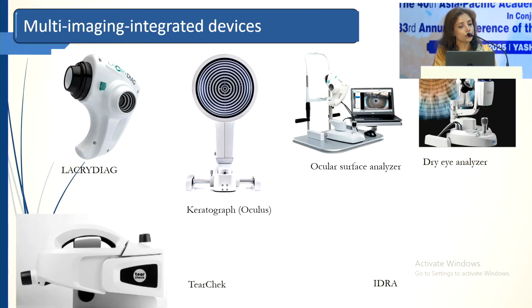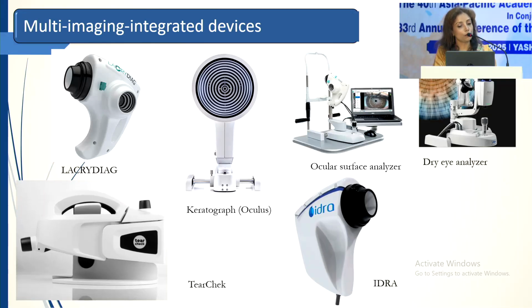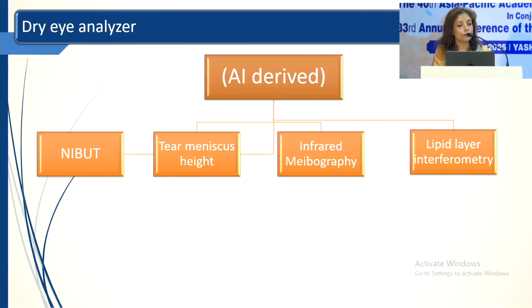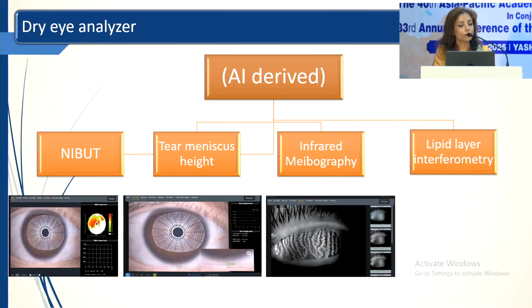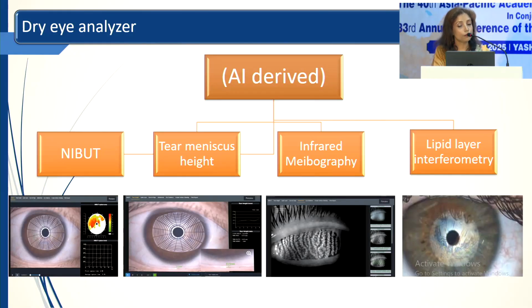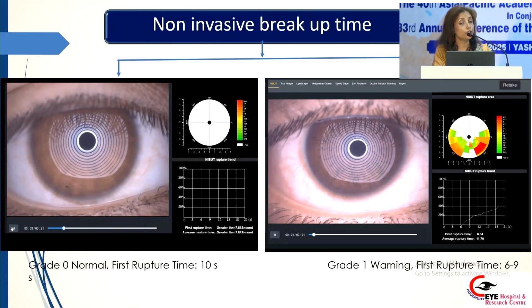So the multi-imaging integrated devices have a role. These are, I would say, an addition to your armamentarium of dry eye, because they do multiple functions of interferometry, meibography, and a few other functions also. So these are kind of helpful. The device that I have been mostly using for the last few years is the dry eye analyzer, which has the facility of non-invasive breakup time, the tear meniscus height, infrared meibography, and lipid layer interferometry.